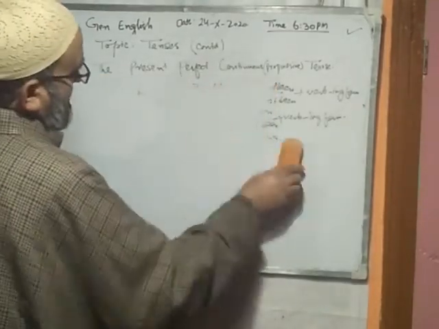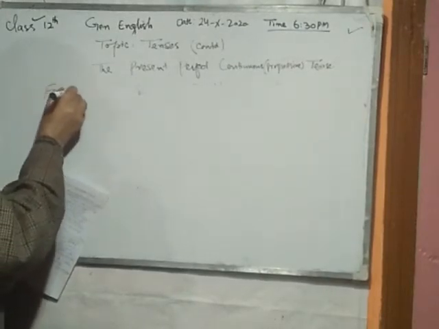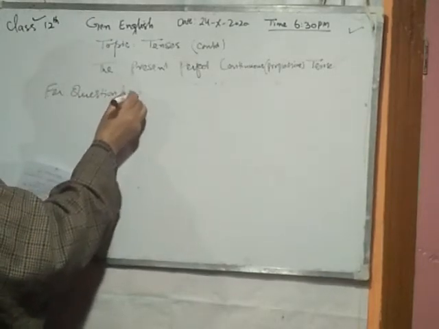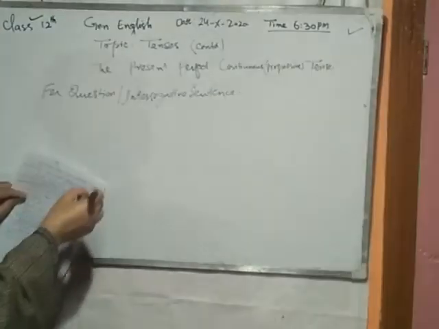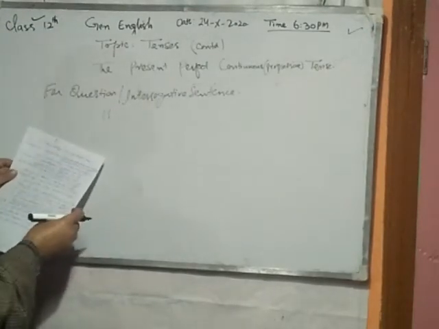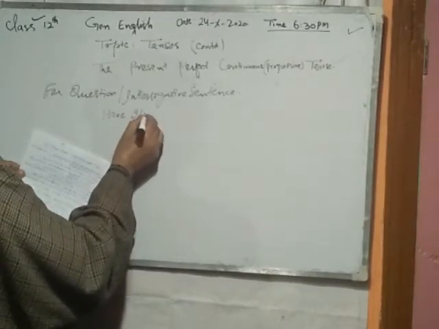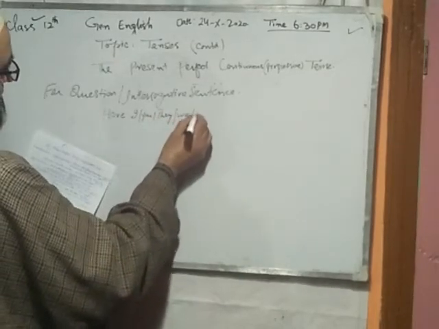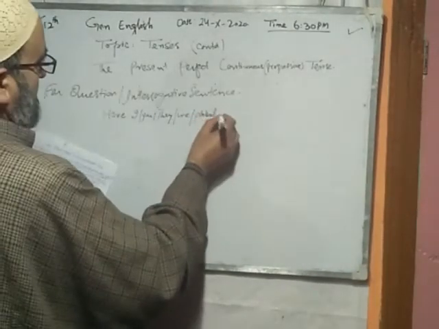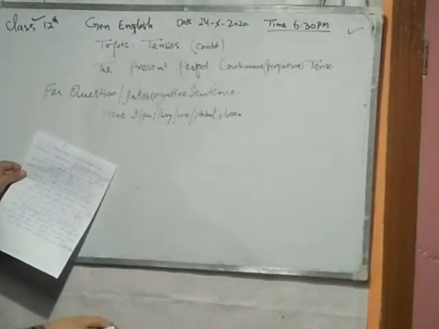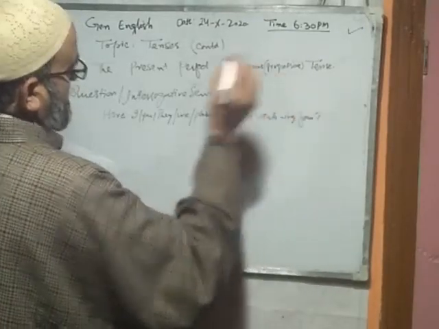Now for question sentences or interrogative sentences. We have to bring have forward: have, then I, you, they, we, or plural, plus been, plus verb in the ing form, and then a question mark.